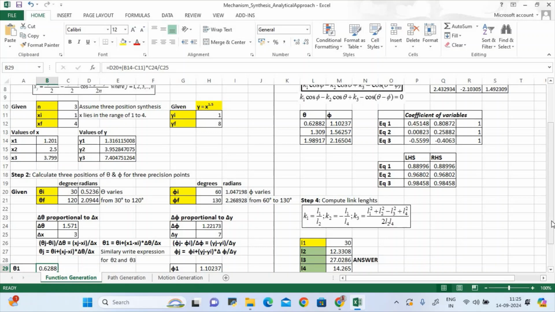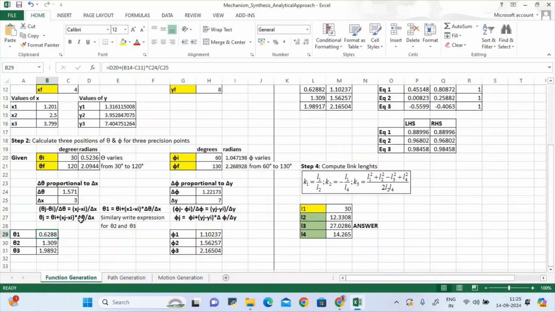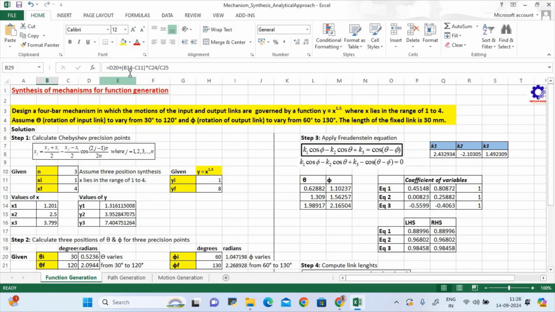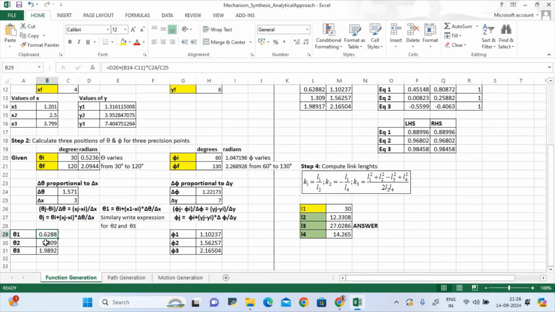What is this? This is nothing but delta theta by delta x. So this is your delta theta, this is your delta x. You can easily write down this expression, something like this, and you can get the value of theta 1. Now let's have a look at the value of theta 2.